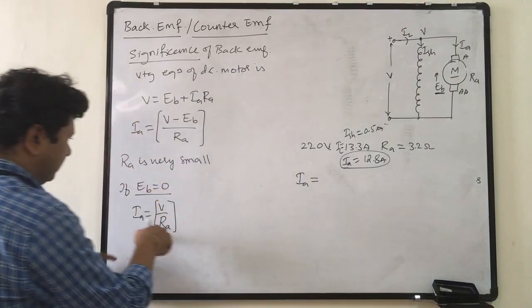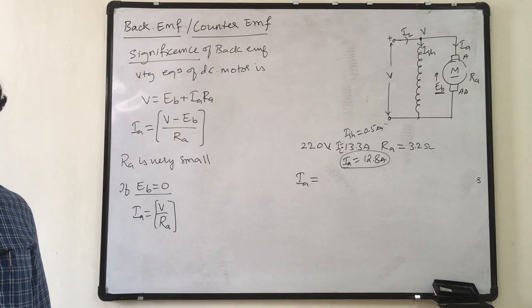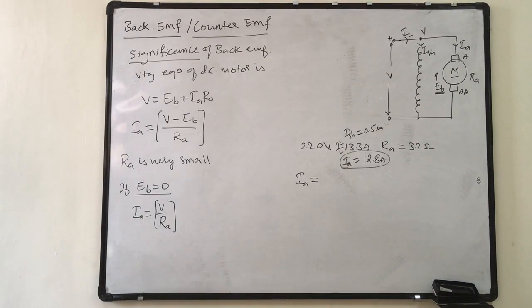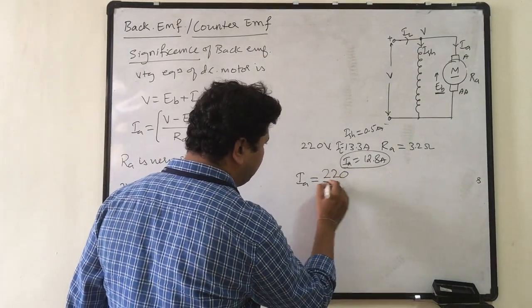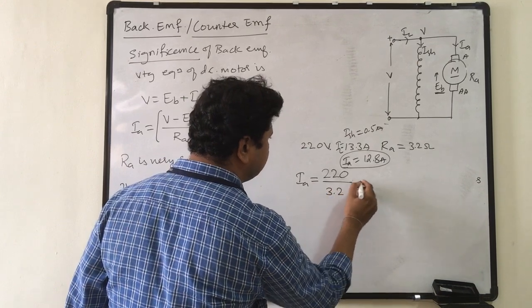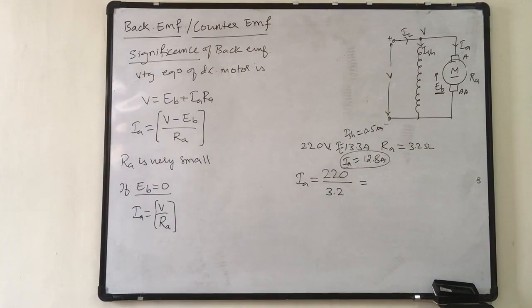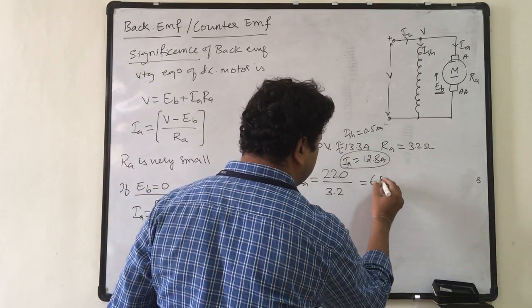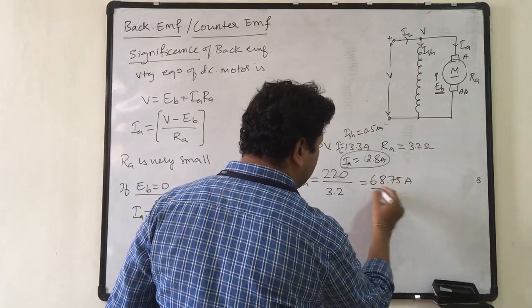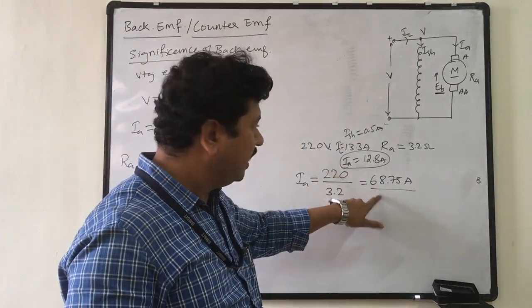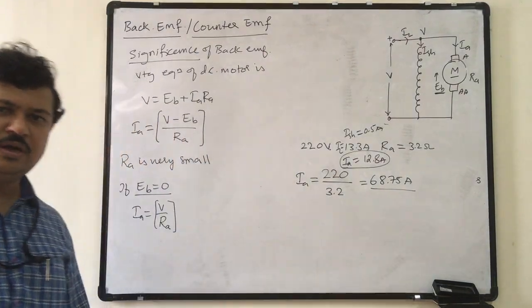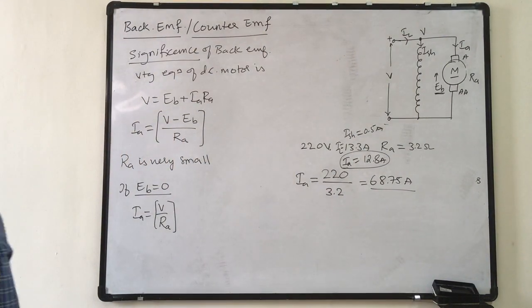Now as per this analysis, if back EMF does not exist, then my Ia will be 220 divided by 3.2 ohms. How much will it be? 220 by 3.2, 68.75 amperes. So the winding that has to carry a maximum of 12.8 amperes is now carrying 68 amperes. What should happen to that winding? Within a minute it will burn.